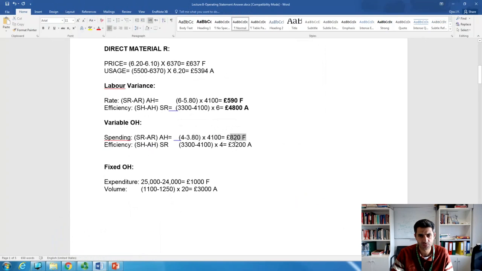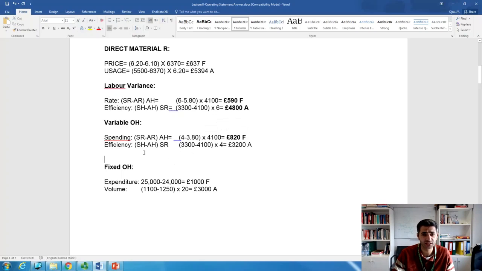So you should be able to find the answer of £820 favorable. Very simple. Why? Because the actual rate is less than the budgeted rate.